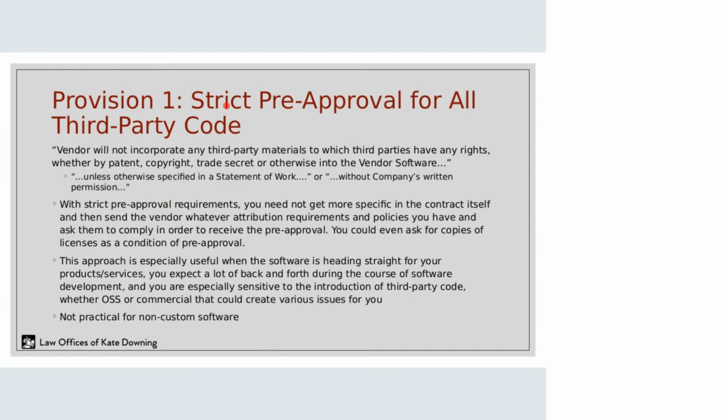Okay, so provision number 1. This is going to be super familiar to all of you who have ever done any sort of professional services agreement. These very general statements where you say vendor will not incorporate any third-party materials, unless specified in the statement of work or with company's written permission. People are totally used to seeing this in vendor agreements. This completely works for open source. And there's a couple of nice things about this, one of which is that it allows you to write a very simple provision in your contract, and you don't spend a lot of time worrying about the details. It allows you to kick the can down the road.